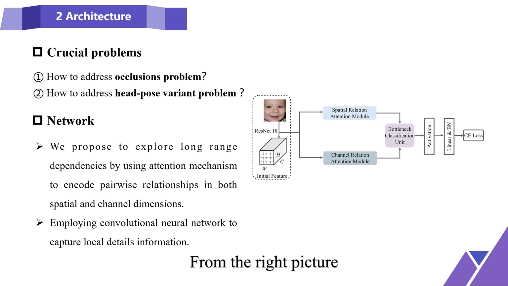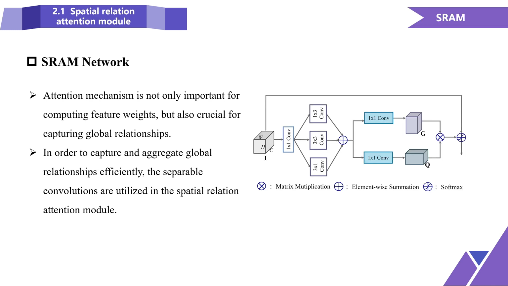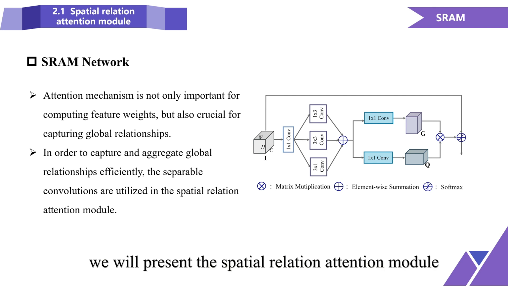And from the right picture, we can see our network is composed of a spatial relation attention model and a channel relation attention model. The outputs of the two models are input to the bottleneck classification unit to classify the expressions. Next, we will present the spatial relation attention model.